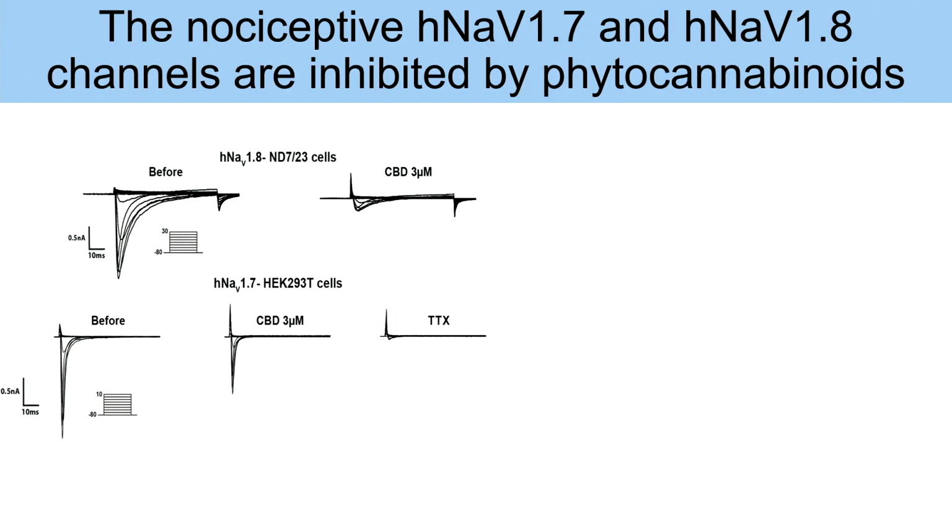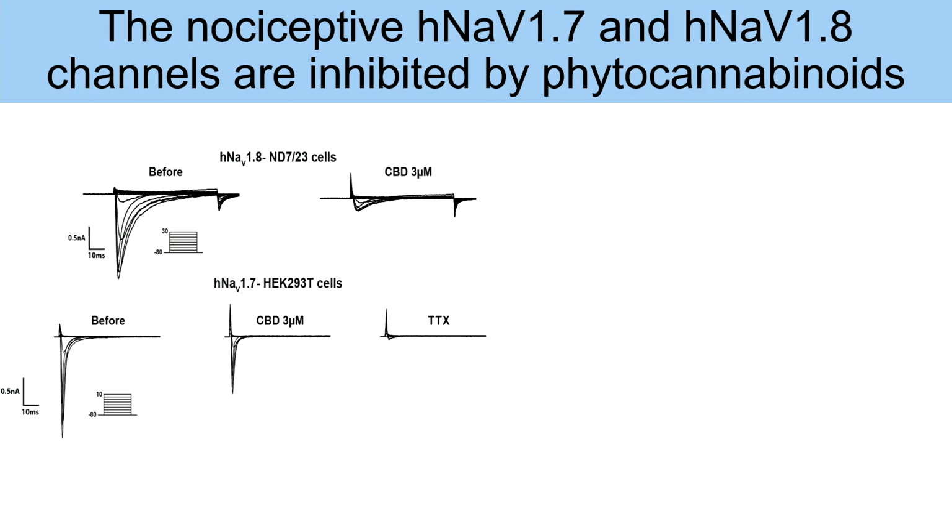And that led us to move to a heterogeneous system and to focus on the main TTX-resistant channel, NaV1.8, and also we looked at the main TTX-sensitive channel expressed in nociceptors, NaV1.7. We expressed NaV1.8 in ND7/23 cells and NaV1.7 in HEK cells. And we did the same experiment that we did for the nociceptors regarding the sodium current.